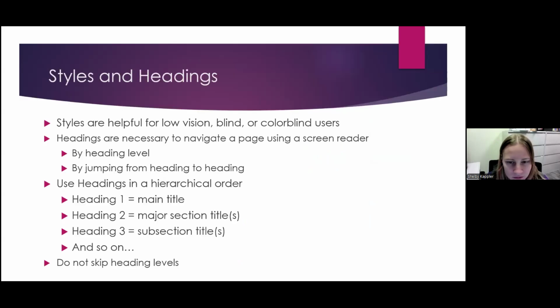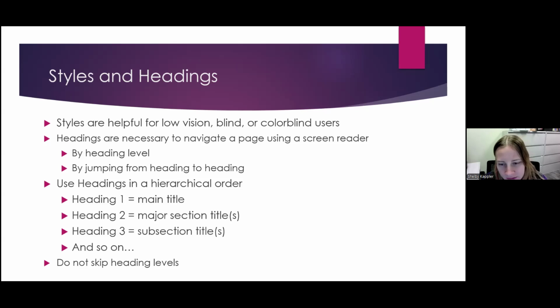So moving into Microsoft Word, we want to start out with styles and headings. So styles are used for people who are low vision or blind or colorblind, and they help to differentiate the text so that those are easier to read. So thinking about things like bold and italics, this is where you might use styles. And headings are also going to be found within the styles menu. So we'll talk about that in just a moment.